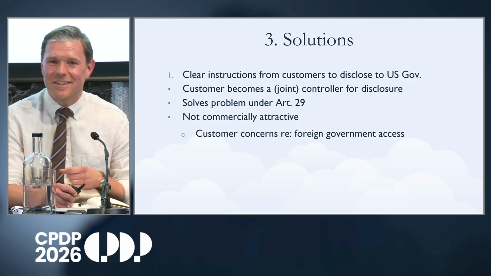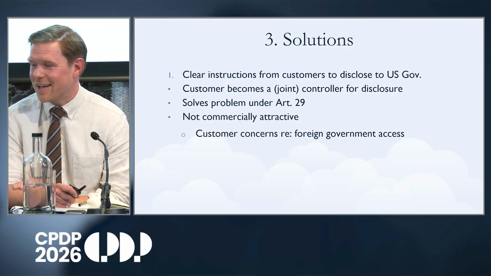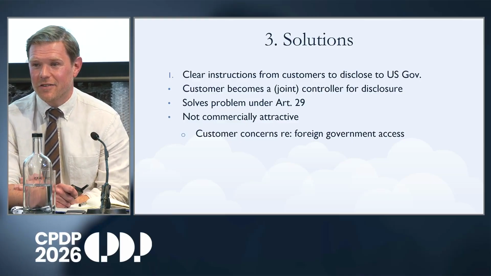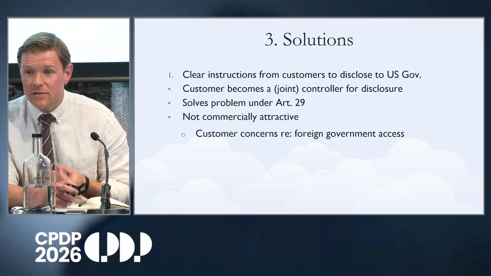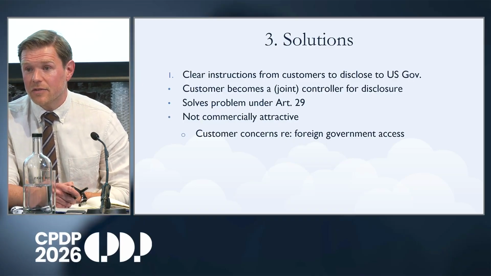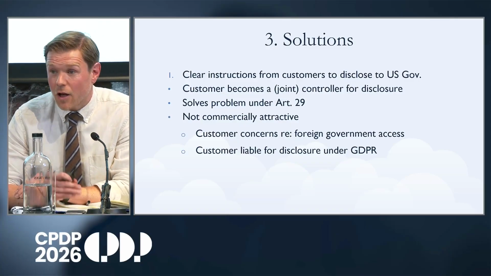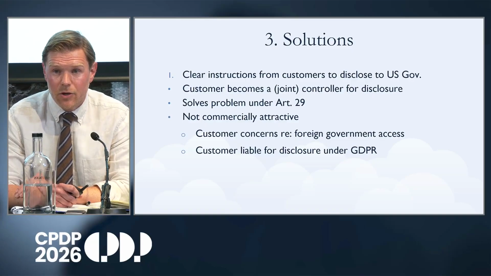Now, this might not be particularly commercially attractive to cloud providers, right? I started the presentation by saying that some 70% of customers are concerned about foreign government access. They probably don't want to instruct their cloud provider to hand over data to the US government. But that is the reality of using a cloud provider subject to US jurisdiction, and cloud providers should be transparent about that in their data processing agreements. It also means that the customer becomes liable for the disclosure and ensuring its compliance with the GDPR.